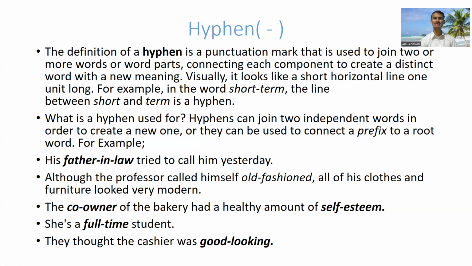Hyphens can join two independent words in order to create a new one. If we want to make a new word, we can join two independent words. And they can be used to connect a prefix to a root word. For example, father-in-law, old-fashioned, co-owner, full-time, self-esteem, good-looking, etc.